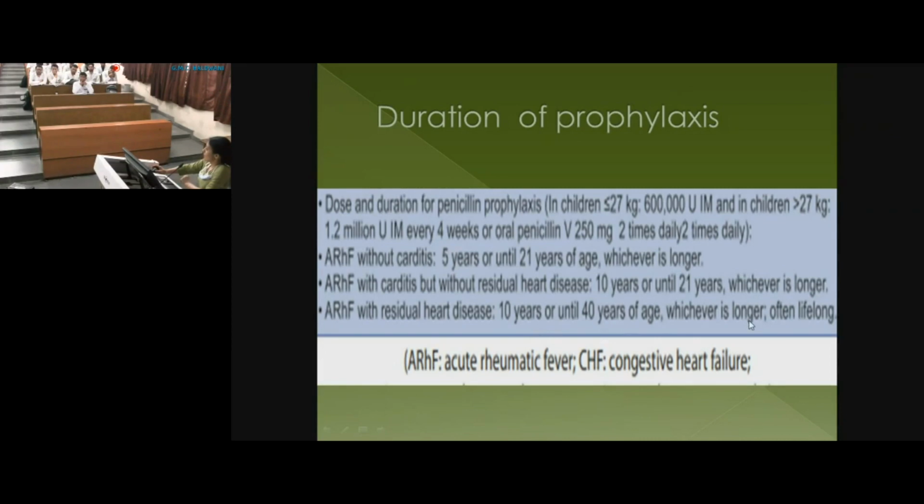Then they have to be monitored. If you find the quality of life is good, but some of these children sometimes need valve replacement also. In that case, it's 10 years or until 40 years, whichever is longer. If they need valve replacement, then it is lifelong.